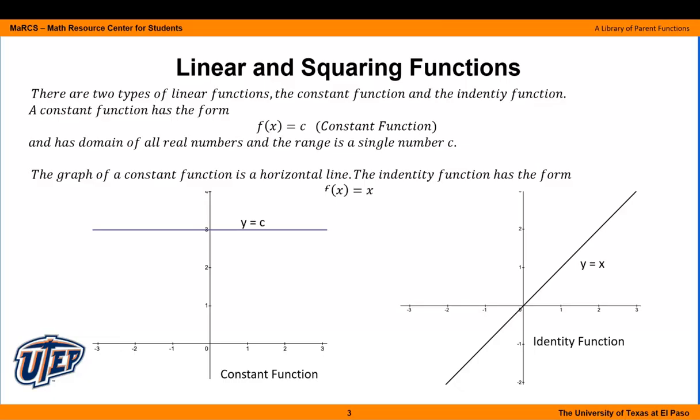On the right, you see the identity function. F of x equals x, or y equals x. This is a straight line through the origin. Whatever you input is exactly what you get out.